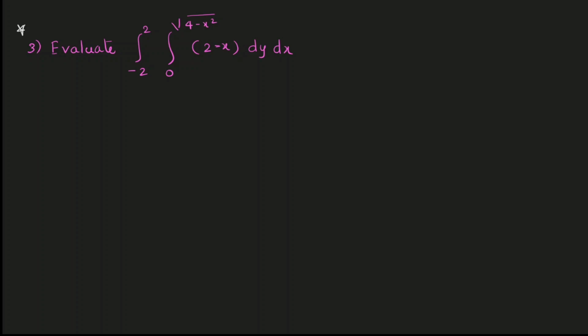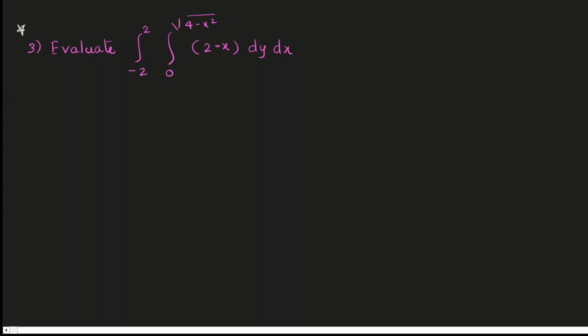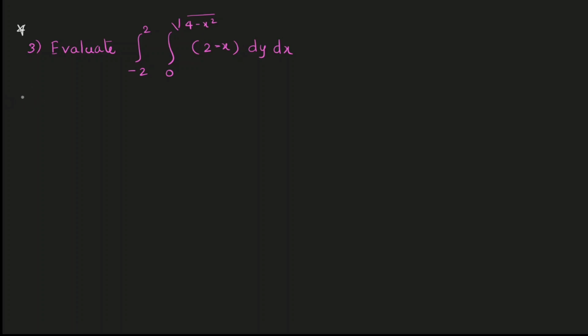Now we'll move on to the next example, that is: evaluate integration from minus 2 to plus 2, 0 to root 4 minus x square, 2 minus x into dy dx. Let this be I. I put a star here because it is important. It's been asked in your model question paper. Simply evaluate like this. Also the same example is evaluated by changing the order.